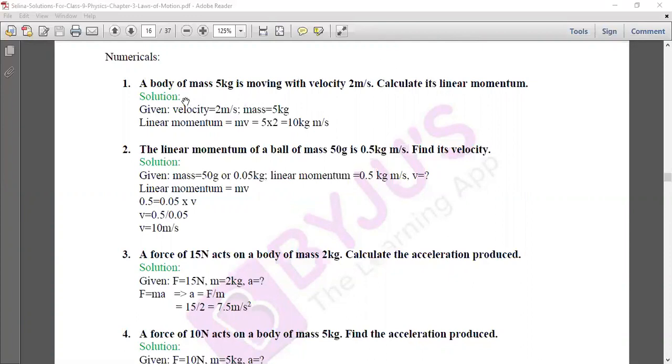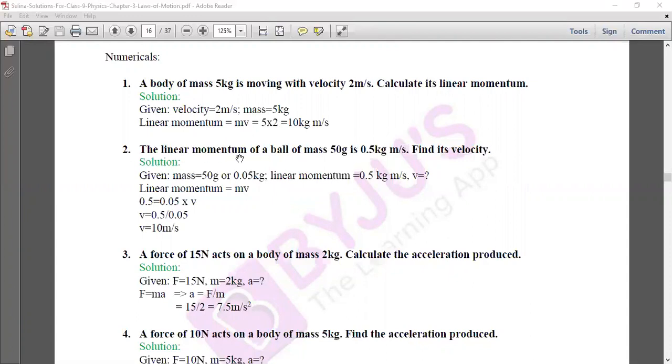Okay, so the first numerical is: a body of mass 5 kg is moving with velocity 2 meter per second. Calculate its linear momentum. So mass is given, it is 5 kg, and velocity is given, it is 2 meter per second. And we know the formula to find linear momentum. It is linear momentum is equal to mass into velocity. So if we substitute the value, we will get the linear momentum, and it is 10 kg meter per second.